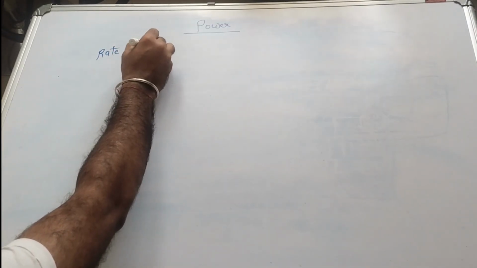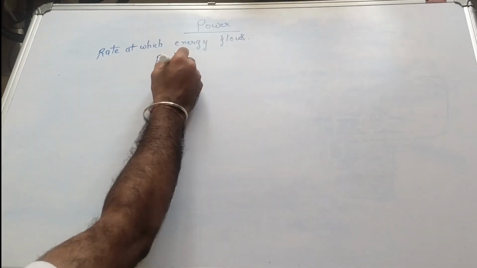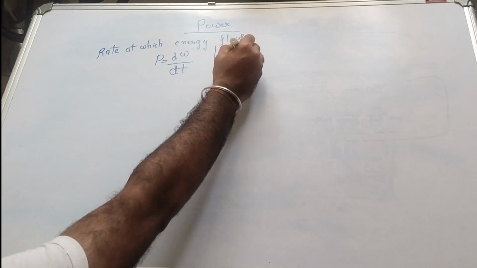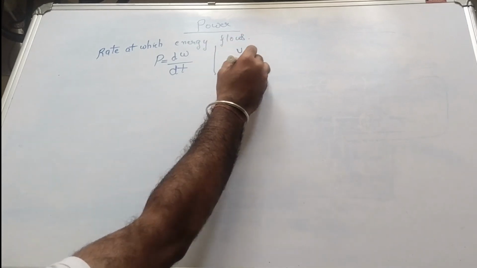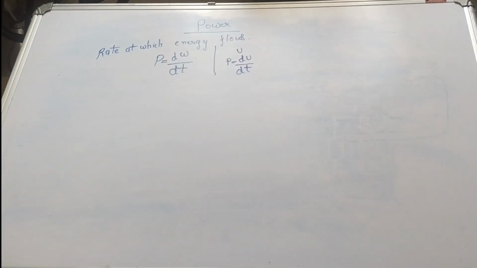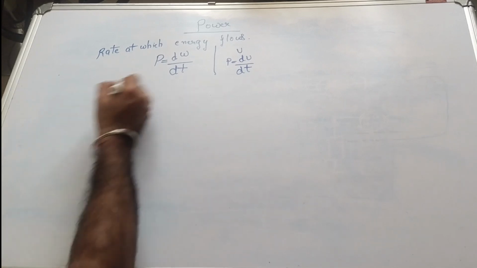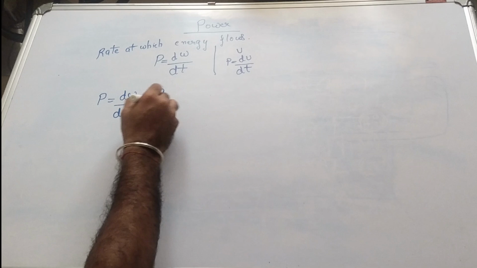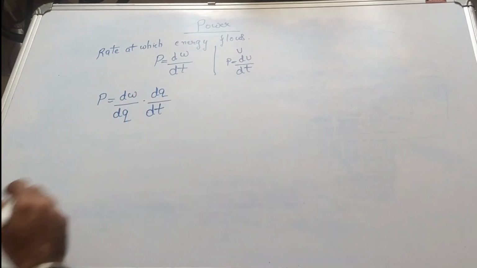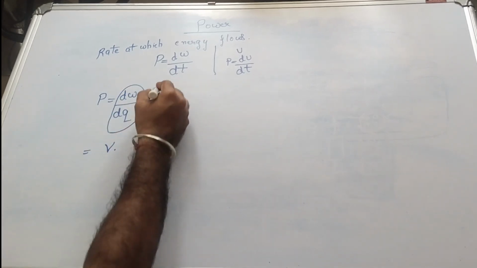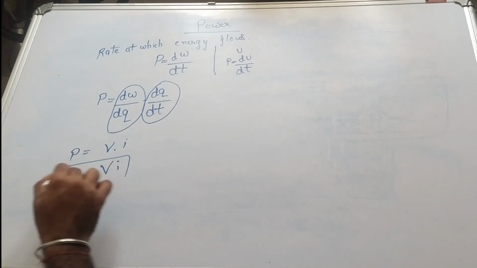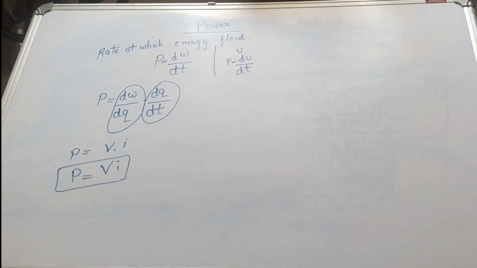Let's see what is power. Power is defined as the rate at which energy flows. Power is given by P equal to dW by dt. In some textbooks, energy is also given by U, so power becomes P equal to dU by dt. This can be written as P equal to dW by dq times dq by dt. We know dW by dq is voltage and dq by dt is current. Then P is equal to VI.